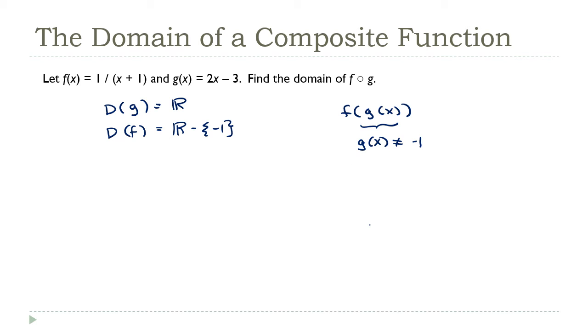G of x is 2x minus 3. Move the minus 3 over. 2x can't be 2. X cannot equal 1. So now I have my domain. Right, the domain of the composition is all real numbers except, sorry, I was looking back up at my domain up in the first part. This is all real numbers except 1. Right, anything else is fair game.